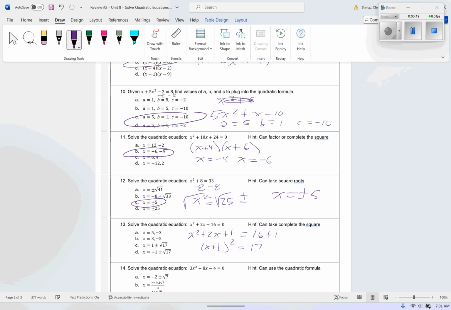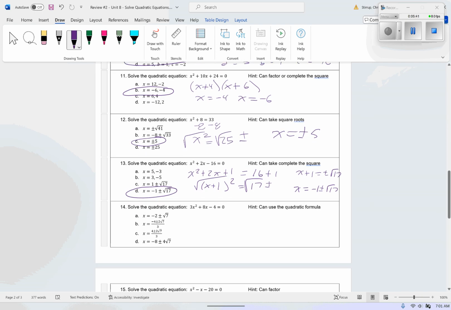So I get 17. Root, don't forget the plus minus. So I'm going to get x plus 1 equals plus or minus square root 17. Square root 17 will not break down. So let's go ahead and subtract 1 from that. So I'm going to get negative 1 plus or minus root 17. So make sure you watch your signs. So there's our answer.